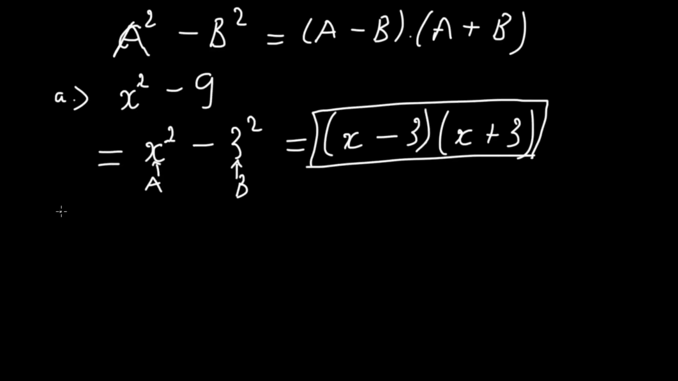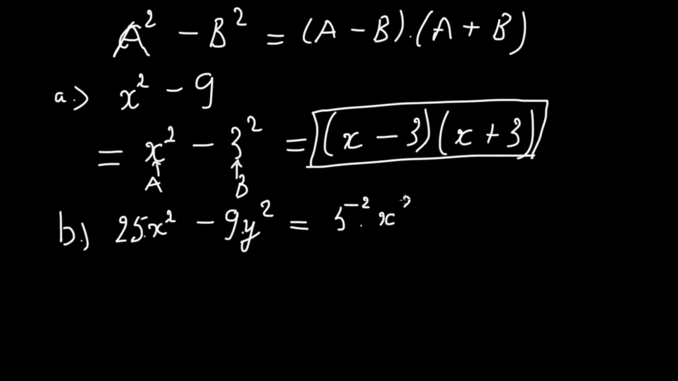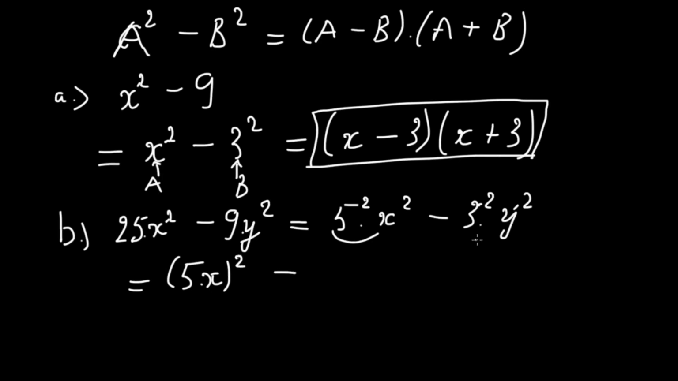Let's work on another problem here. B, 25x squared minus 9y squared. So you see 25 and 9, we can rewrite it. 25 equals 5 squared times x squared, and minus 3 squared times y squared, right? And you see 5 squared times x squared, we can rewrite it as 5 times x, all of it squared, right? Similarly, we can rewrite this one as 3 times y, all of it squared, right?